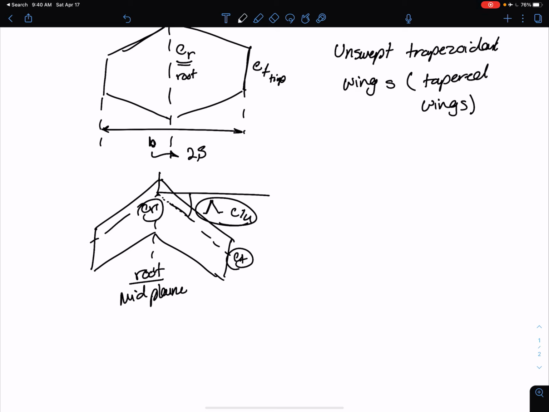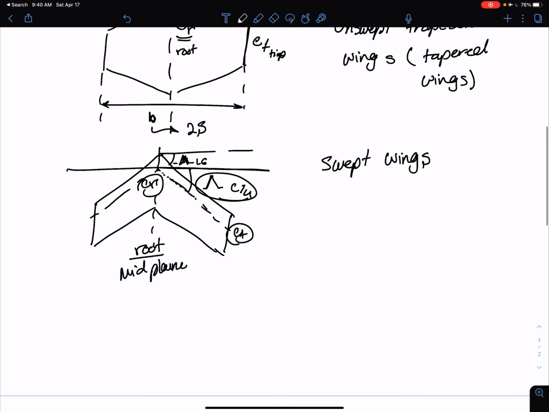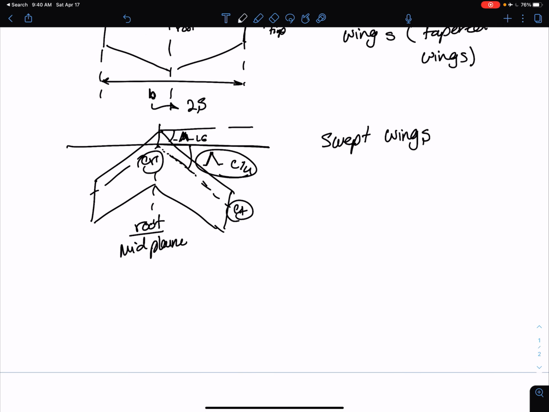This is the angle that your chord line makes with the horizontal line here, and it's called lambda of C/4. We can have the same angle for the leading edge, lambda of the leading edge. We can also have the same angle for the trailing edge. These type of wings are called swept wings. We'll talk about their applications and everything else later on.